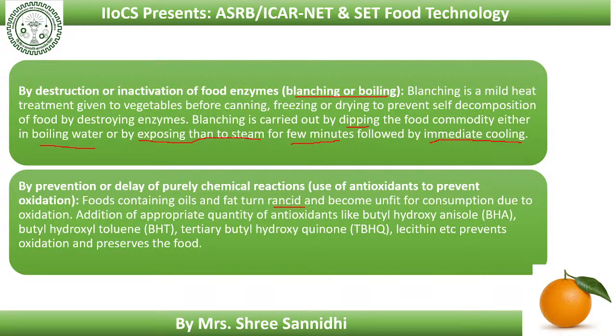Okay, so remember all these antioxidant compounds. We have studied about these chemicals in the previous slides also. So these chemicals are used to prevent the oxidation in the food, which might cause rancidity in food.